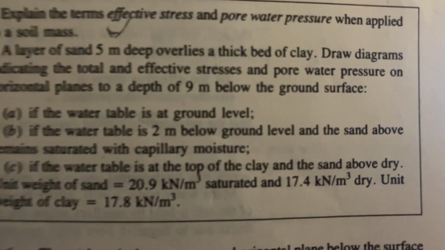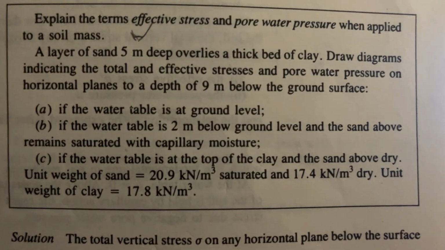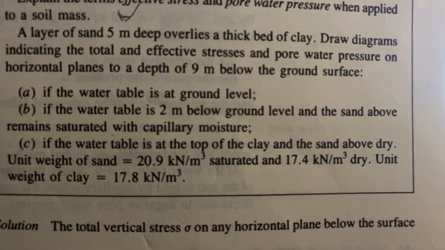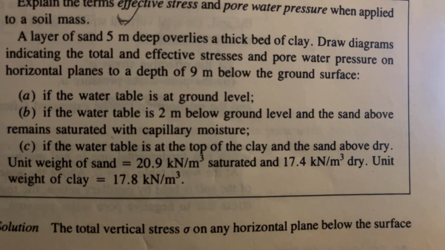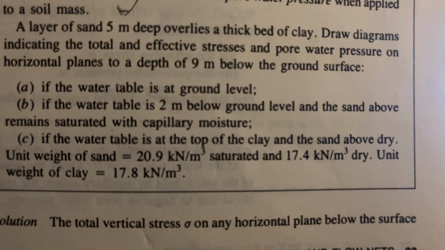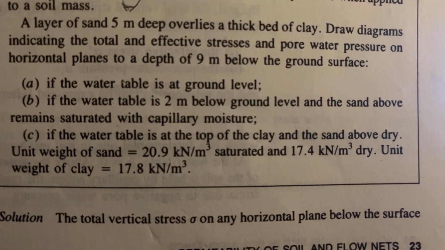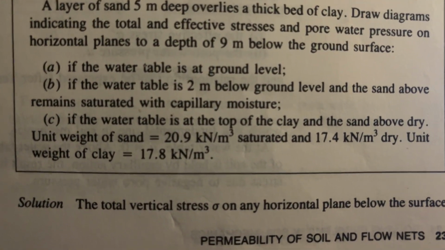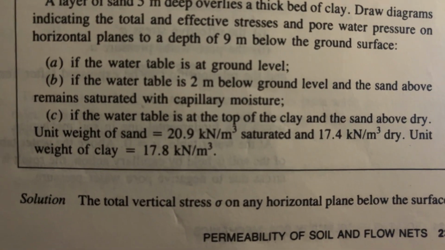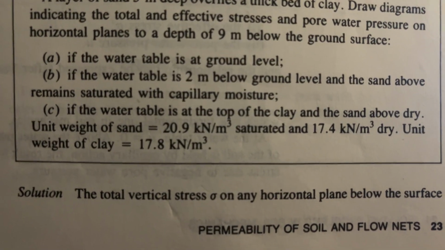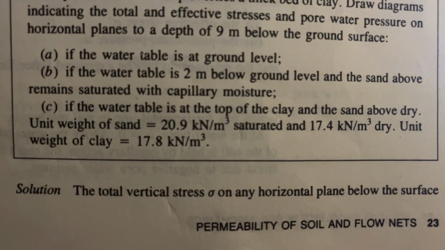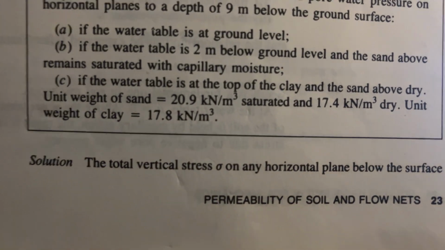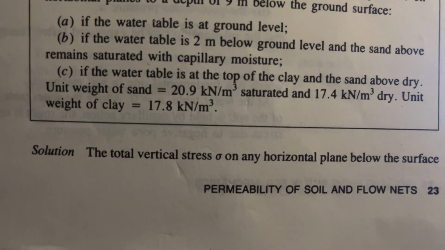Sorry, I'll read this again. A layer of sand 5 meters deep overlies a thick bed of clay. Draw diagrams indicating the total and effective stresses and pore water pressure on the horizontal planes to a depth of 9 meters below the ground surface. A, if the water table is at ground level. B, if the water table is 2 meters below ground level and the sand above remains saturated with capillary moisture. C, if the water table is at the top of the clay and the sand above is dry.